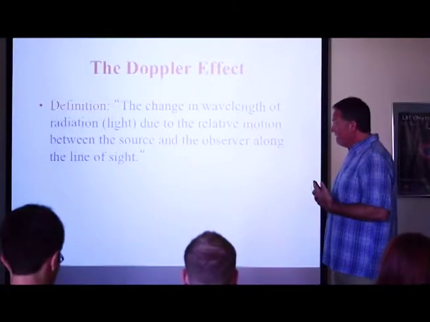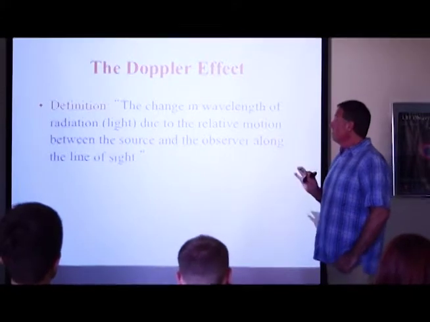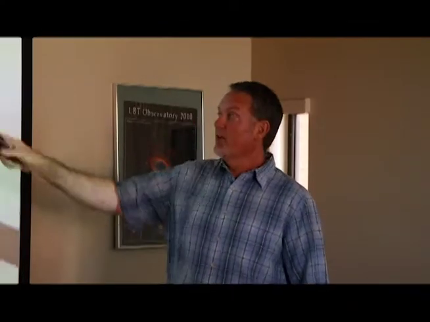So the definition of the Doppler shift is the change in wavelength of light due to the relative motion between an observer and an object that's moving. So it's the relative motion between the thing giving off the light and the person observing the light. And when that object that's giving off the light is moving, there'll be a change in the wavelength and the pattern of lines in its spectrum.